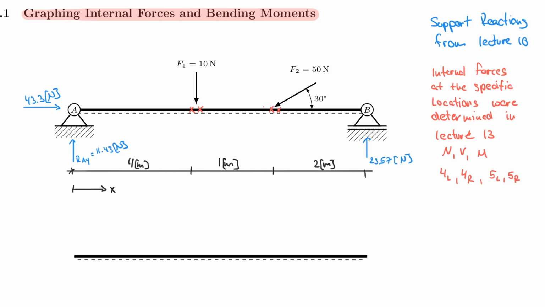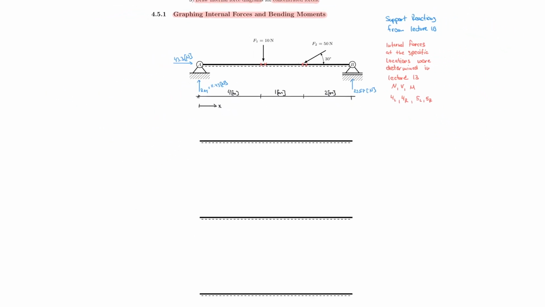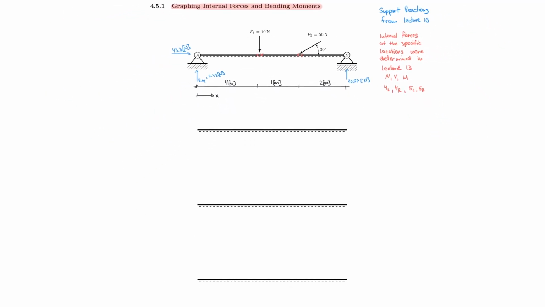So we will use those values that we determined at these 4 locations to start our graphing efforts, and then I will show you how to extrapolate our knowledge that we gained from these 4 points to actually graph it for everywhere along the entire axis of the beam. And because we calculated 3 different force types here, or 2 forces and a bending moment, we now graph them on 3 different graphs that you can see prepared here for you.